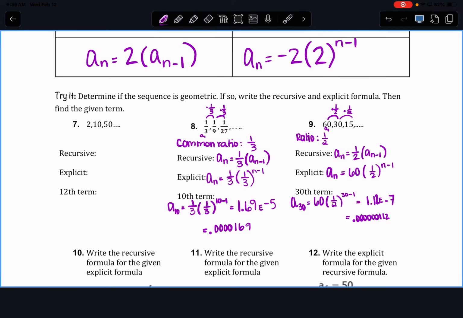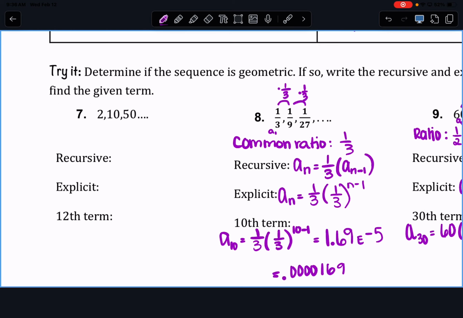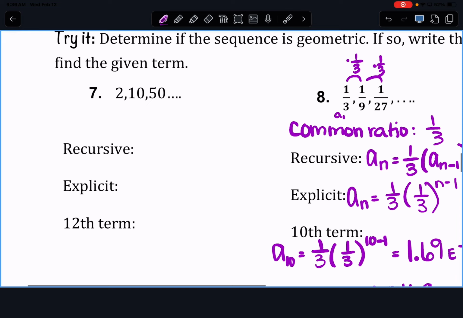All right. So I want you all to do number 7 on your own for me real quick. Find your ratio and then do each of the pieces.